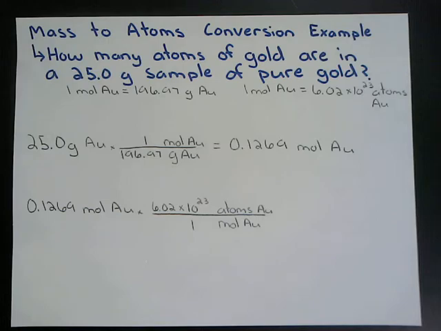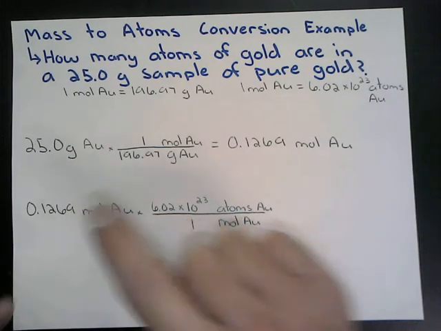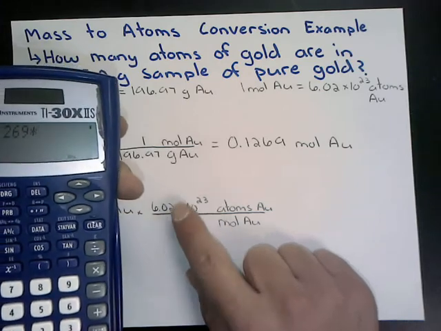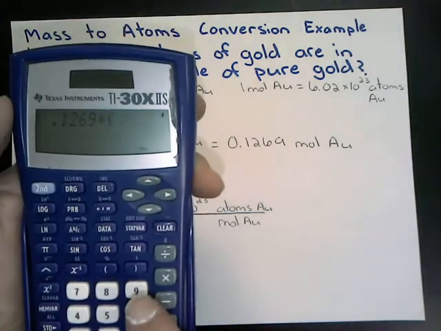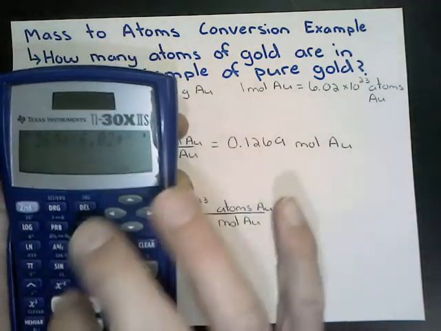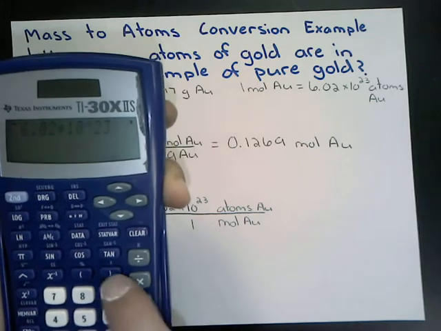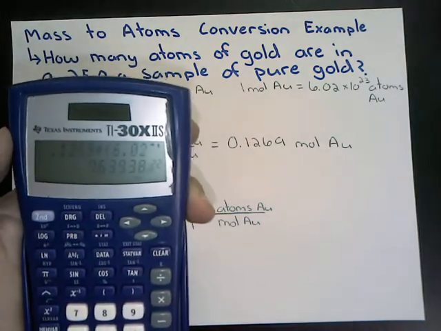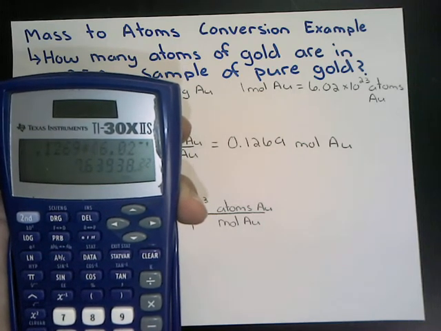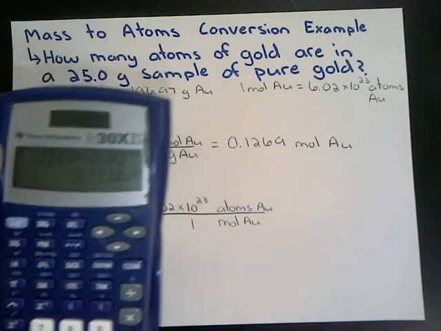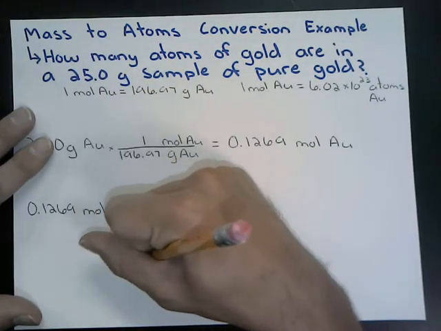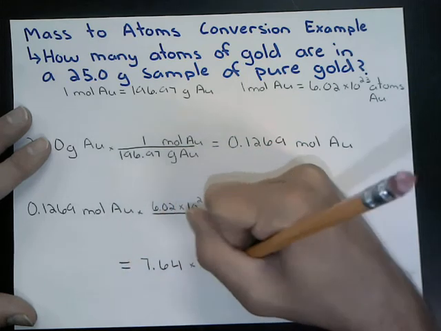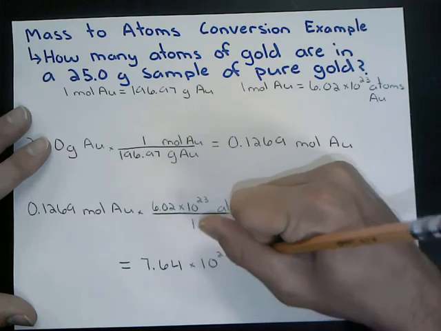So what I'm going to do here is type in my calculator 0.1269, and I'm going to multiply it by Avogadro's number. Now, in scientific notation, when we do this, we're going to put a parenthesis. So 6.02 times 10, caret symbol, 23, close the parenthesis around Avogadro's number, and we get this value here. Now I'm going to round to 3 total digits. So this is actually going to round to 7.64 times 10 to the 22nd atoms of Au. So again, the answer here is 7.64 times 10 to the 22nd atoms of Au.